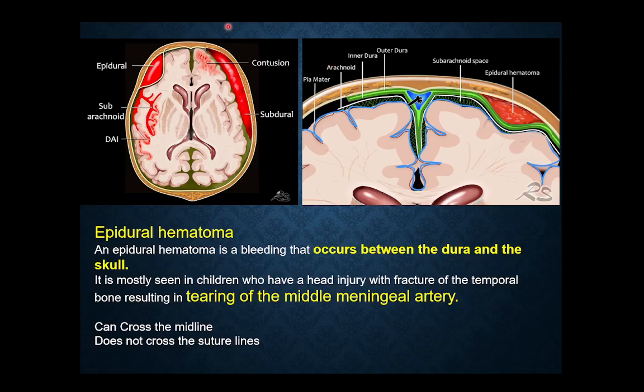So this epidural hematoma has a convex appearance, while this one has a concave appearance. And if you see this image here, the sulci are a different color, here it is red, because of the subarachnoid hemorrhage.